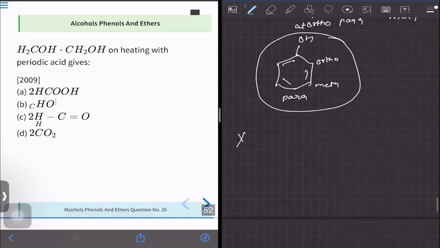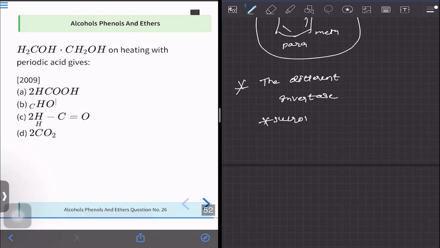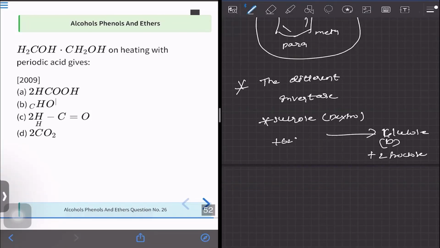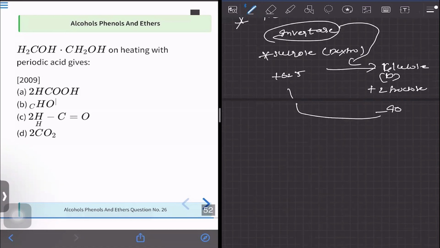This is one reaction. See, the different enzymes include invertase. We all know what inversion of sugar means. Sucrose converts from dextrorotatory to levorotatory, that is glucose (dextrose form) plus L-fructose, so from +62.5 to -40. This can be done in the presence of invertase. That's why this is known as the inversion of dextrose to levulose. This is known as inversion of sugar.